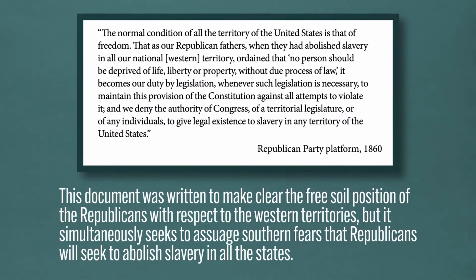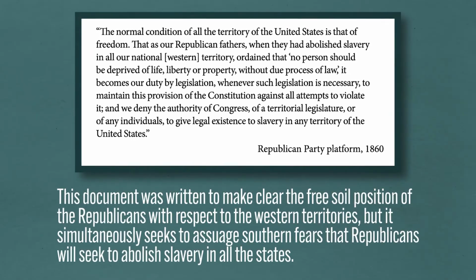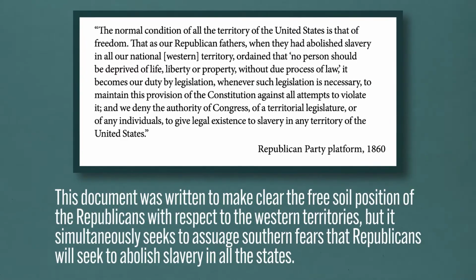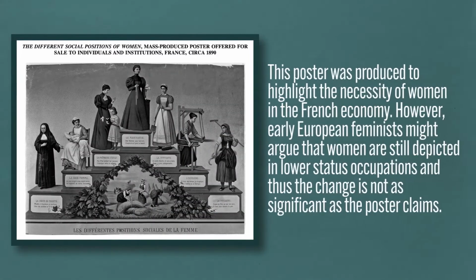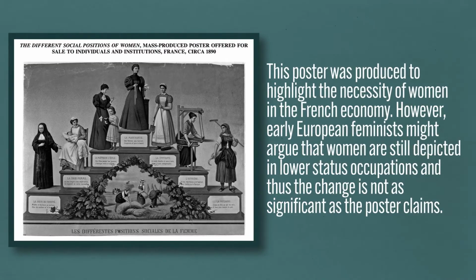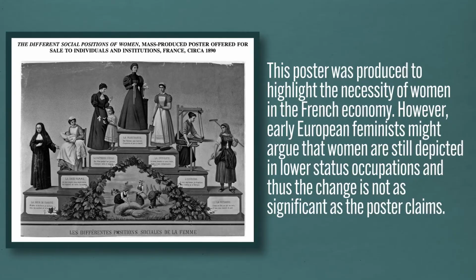So when I ask the APUSH document this question, my answer is this. This document was written to make clear the free soil position of the Republicans with respect to the Western Territory, but it simultaneously seeks to assuage Southern fears that Republicans will seek to abolish slavery in all the states. That's kind of a mashup between historical context, purpose, and audience. Or take the poster with the women. Why was this produced? This poster was produced to highlight the necessity of women in the French economy. However, early European feminists might argue that women are still depicted in lower status occupations, and thus the change is not as significant as the poster claims. And there we have purpose and point of view.